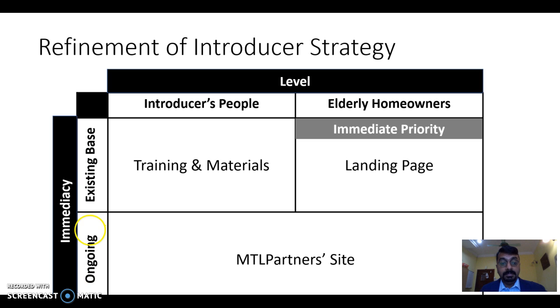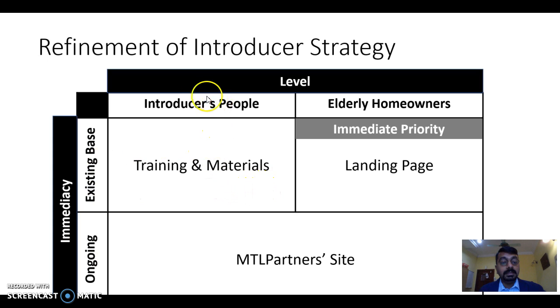And there are two levels at which we can meet people. The first is the introducers themselves. So for example, Rock Wills' will writers. Rock Wills has 7,000 registered estate planners. So it could be them, or it could be the elderly homeowners themselves, direct end users. So this is a 2x2 matrix.